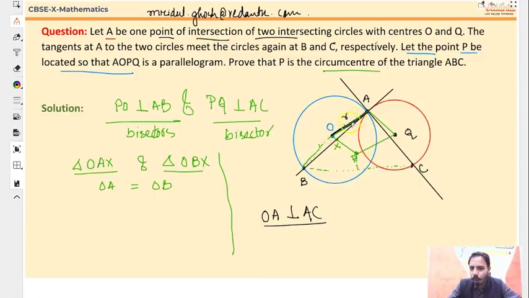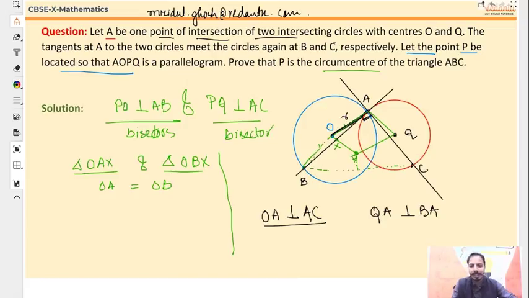If OA is perpendicular to AC, that means this is perpendicular. Similarly, I can also say that QA is perpendicular to BA. Now, how will these relationships help you? That is the only thing that you need to see.